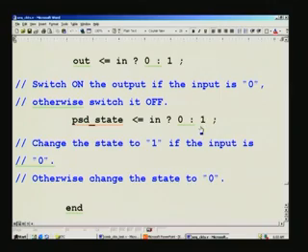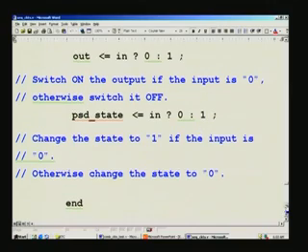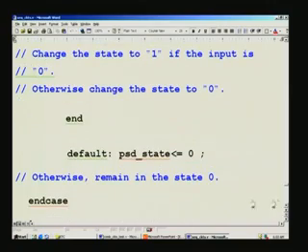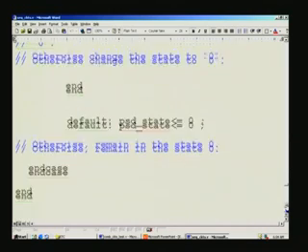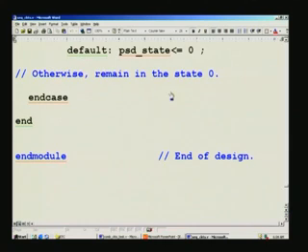Here, and a default condition is also accounted for, so which takes you to a safe 0 state as such. And this is a matching end case that we have here, and an end also, and this will be the end of the sequential circuit design as such.